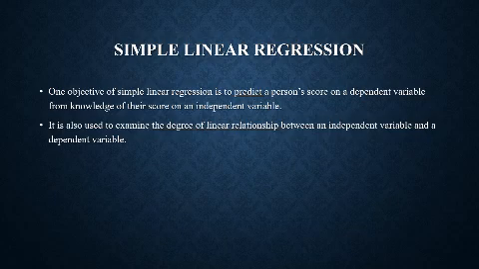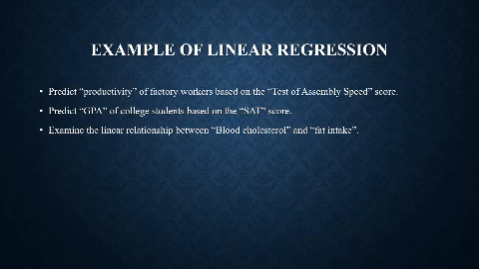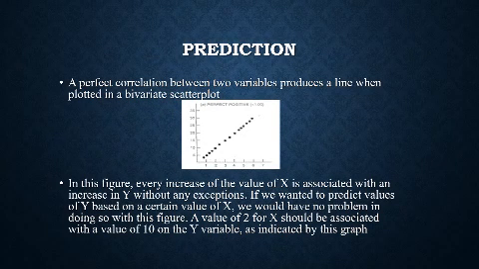Simple linear regression goes beyond correlation. It allows us to predict values. It examines the linear relationship between one independent and one dependent variable. Examples of linear regression include predicting productivity from assembly test score, predicting GPA from SAT scores, and predicting cholesterol from fat intake. These use one known value to predict the other. Perfect prediction comes with perfect correlation. Every value of X aligns with a specific value of Y. In a scatter plot, this appears as a straight line. Though rare, it demonstrates how strong correlation enables accurate prediction.